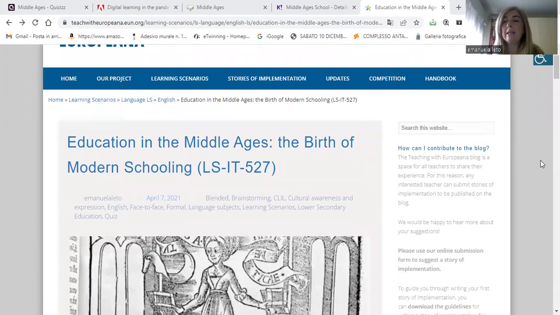The scenario is planned for students attending the first year of law secondary school in Italy. We planned this learning scenario, me and my colleague who teaches history and geography in this classroom, Mrs. Concetta Sordi, because I like to teach in a CLIL modality, and that means content and language integrated learning, because I think it is more effective for students to learn English in this way.